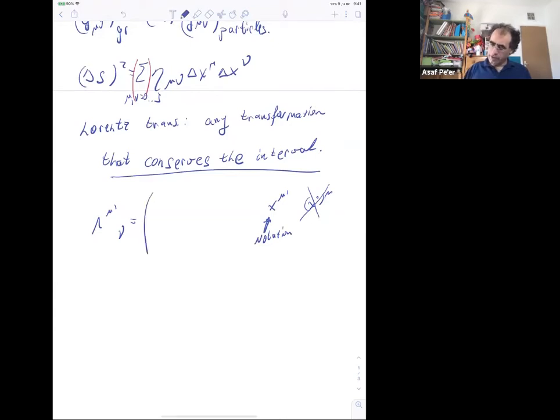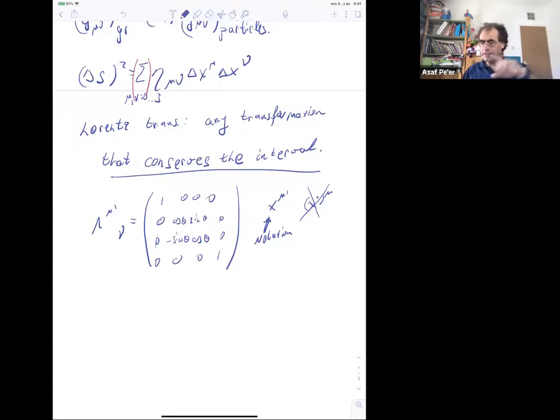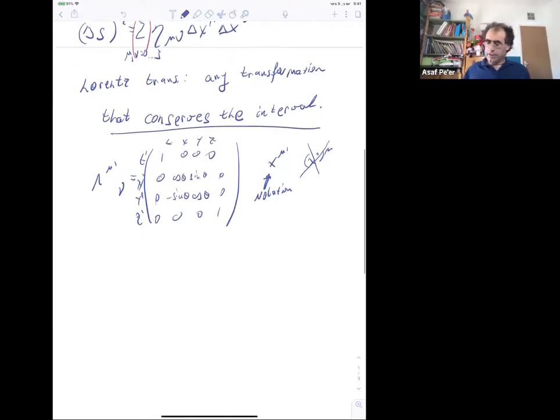So for rotation, this would be something like 1, 0, 0, 0, 0, then cosine theta, sine theta, and minus sine theta, cosine theta, 0, 0, 1, 0, 0. Well, it's a simple matrix. It's a rotation. I just added the time, right? If you're confused, then it's time, x, y, z. And then this way you can clearly see the mathematical structure of a Lorentz transformation.